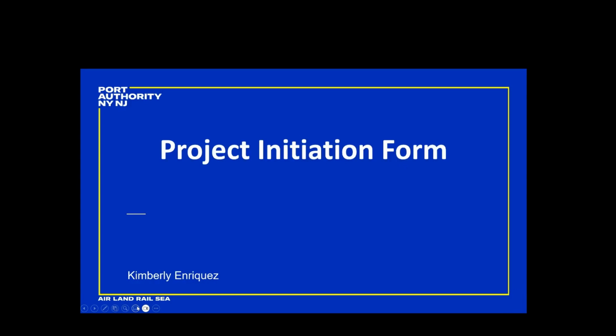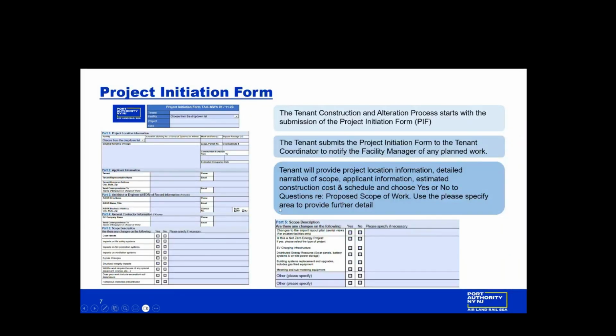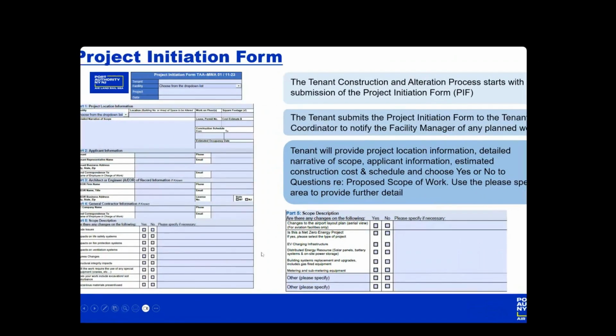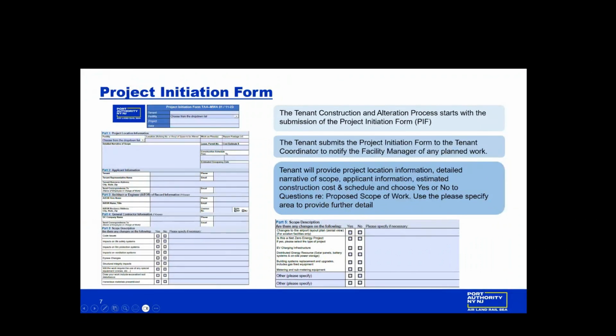Okay, moving into the project initiation form. This is the form that starts the submission of the TCAP process. In this form, the tenant will submit to the tenant coordinator. They will provide project location information, a detailed narrative of scope, the applicant information, estimated construction costs and schedule, and choose from a series of yes or no questions regarding the proposed scope of work. They also have an area to specify further detail if necessary.